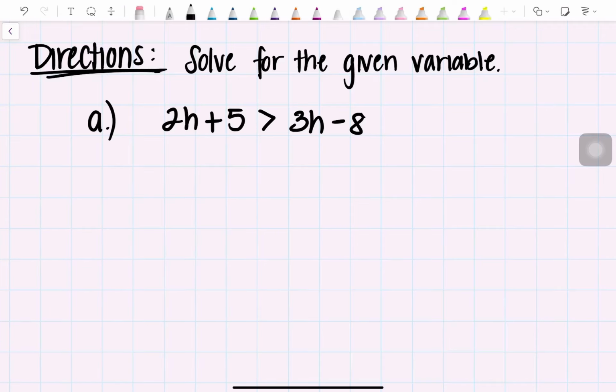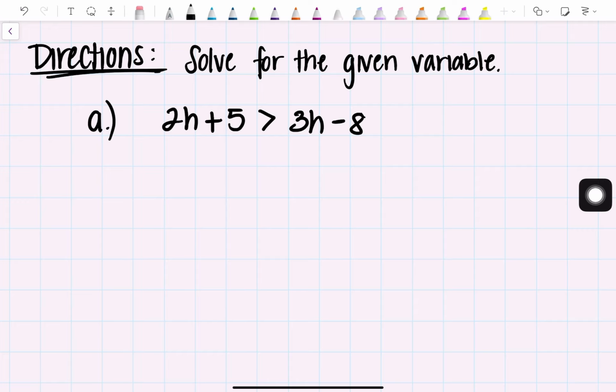All right, you guys, we're going to get started here. In this case, we are working with solving inequalities with variables on both sides and also distribution. So let's go ahead and start off.